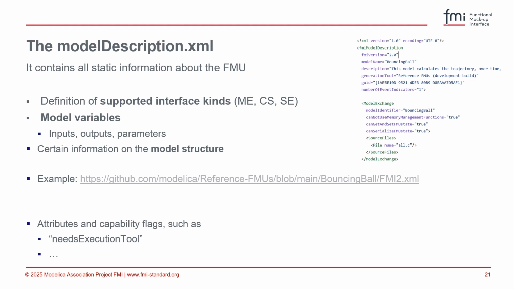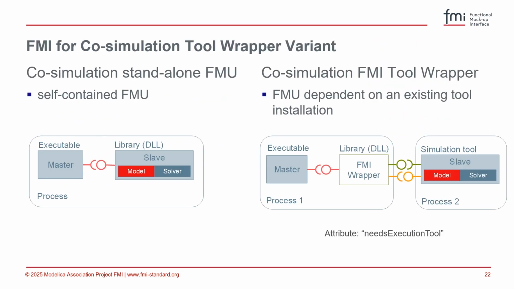Additionally, the FMU can expose here in the model description XML file certain capabilities, for example, that it needs an external execution tool, or if other optional properties are supported by the FMU. It is very beneficial if the FMU is self-contained, so that you can just take it and simulate it without the need for installing additional software. That's what we call a self-contained FMU, and this is the standard case.